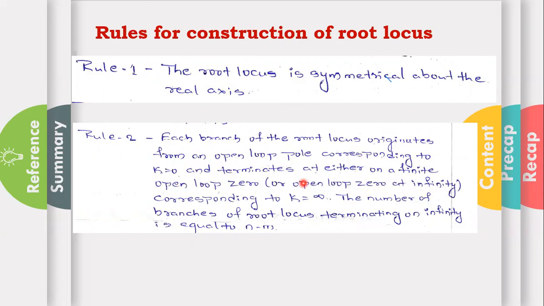If there are no finite open loop zeros, then the root locus will start from poles and it will terminate or end at infinity. So the number of root locus branches terminating on infinity is equal to n minus m, where n is number of poles and m is number of zeros. Zeros means the roots of numerator polynomial are called as zeros, the roots of denominator polynomial are called as poles.